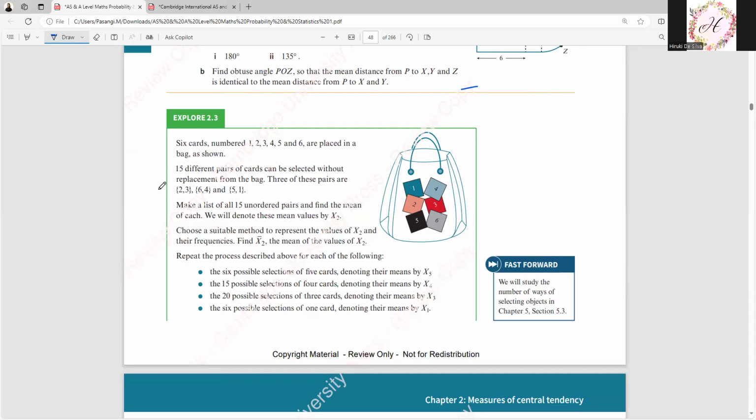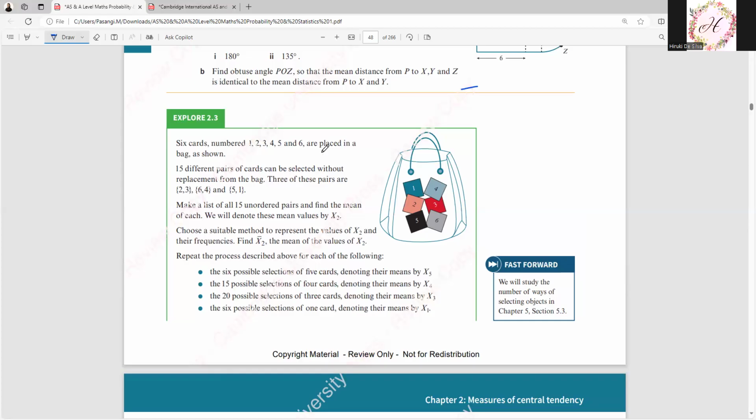So here we have six cards numbered 1, 2, 3, 4, 5, and 6 placed in a bag as shown, and 15 different pairs of cards can be selected without replacement from the bag. Three of these pairs are 2, 3, 6, 4, and 5, 1.